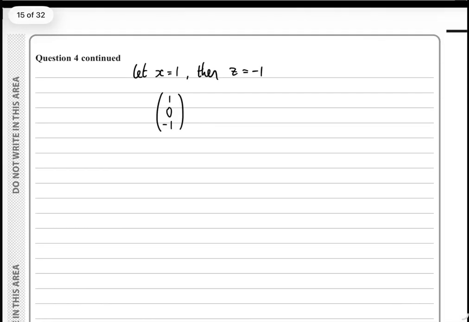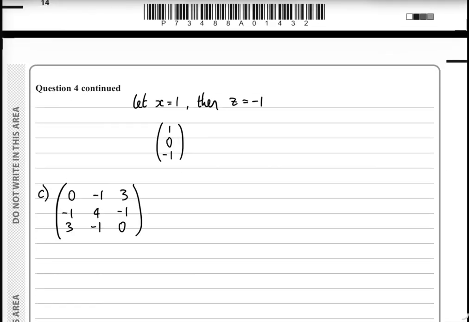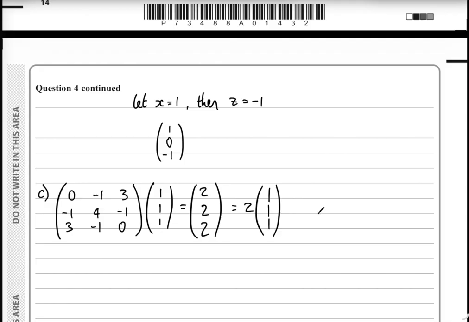So first of all, I'm going to find that third eigenvalue. I'll copy the matrix there, and this is actually on 1, 1, 1. That's 0 minus 1 plus 3 is a 2, so I can see it should be a 2, but again to check I'm going to do the other 2 rows as well. Minus 1 plus 4 minus 1 is a 2, yes. 3 minus 1 plus 0 is also a 2. That's 2 lots of the original, so the third eigenvalue is a 2.